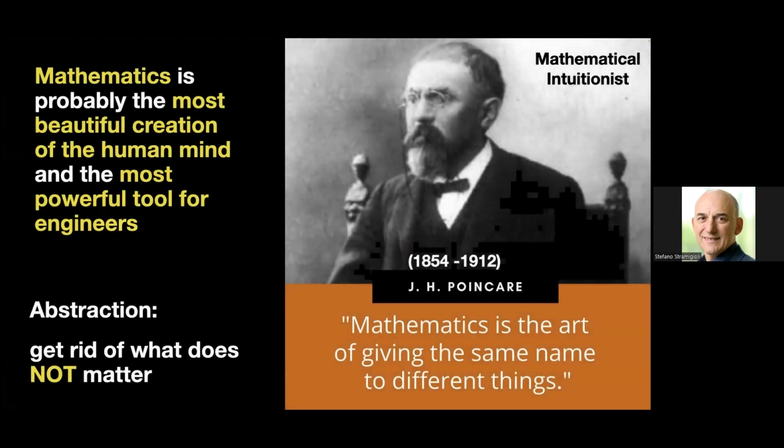As Poincaré was saying, mathematics is the art of giving the same name to different things. What does that mean? It means to find the real thing, the structure that you need in order to describe things, and to get rid of anything which does not matter. If you want to talk about the dynamics of a rigid body, it doesn't matter what color it has. That's the point. So what is the minimal structure you need?